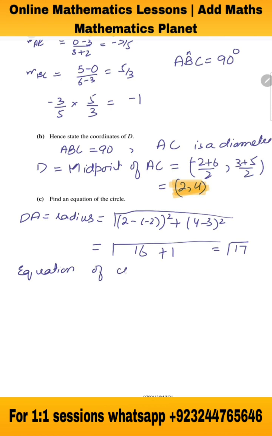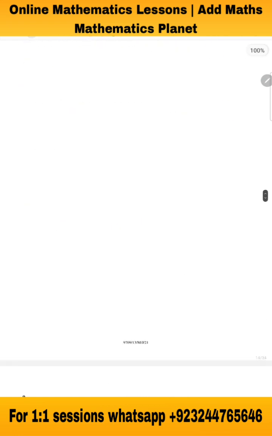Now I will write the equation of the circle using the center of the circle and the radius of the circle. So it would be (x minus 2) whole squared plus (y minus 4) whole squared is equal to (square root of 17) whole squared, which is equal to 17.